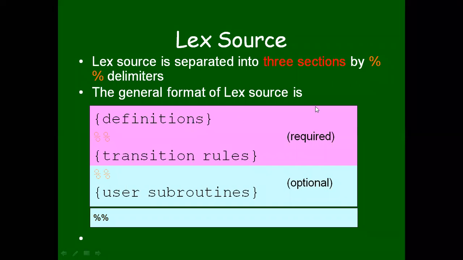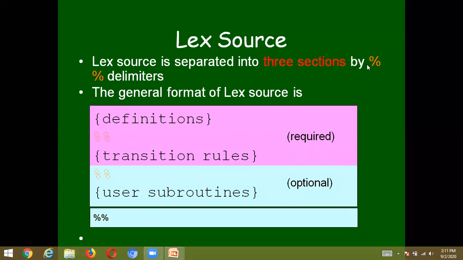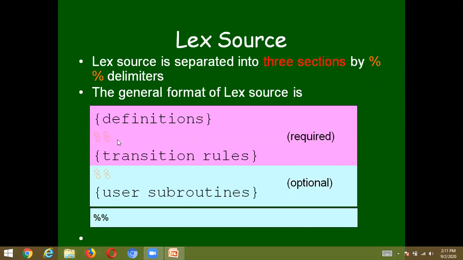And always those 3 sections are defined with a delimiter. See here, this representation is a delimiter representation. We separate this section and this section with this delimiter, and this section and this section with this delimiter, right?